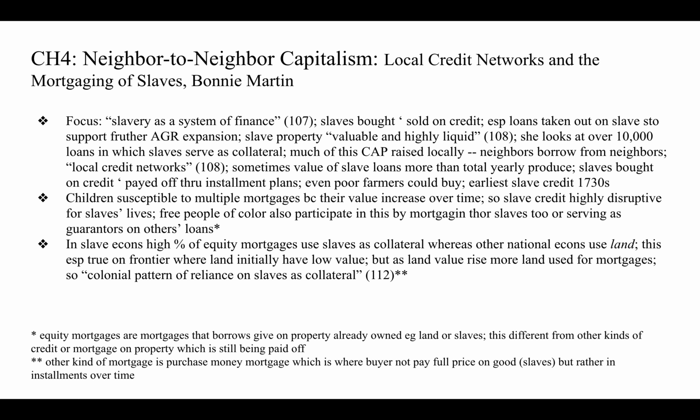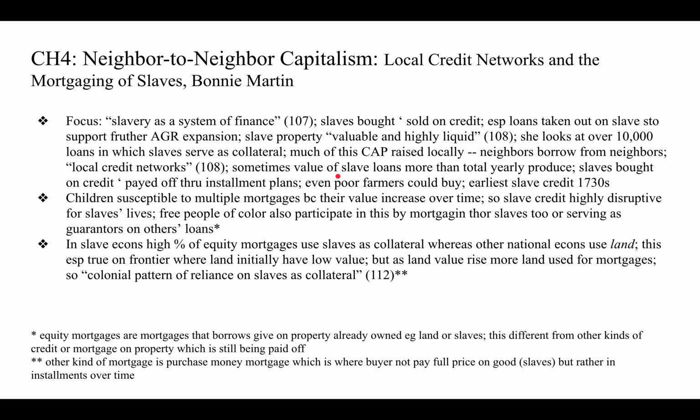Slaves were bought and sold on credit, especially loans taken out on slaves were used to support further agricultural expansion. So slave property was valuable and highly liquid. Bonnie Martin looks at over 10,000 loans in which slaves served as collateral. Much of this capital, she found, was raised locally, meaning that neighbors borrowed from neighbors and neighbors lent to neighbors through local credit networks.